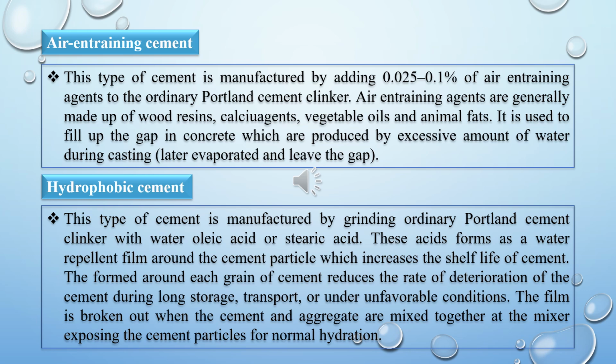Now, what are these air entraining agents? These air entraining agents are made up of wood resin, calcium agents, vegetable oils, and fats. These cements are being used to fill up the gaps between the concretes which are formed during the casting of cement due to the excess amount of water.